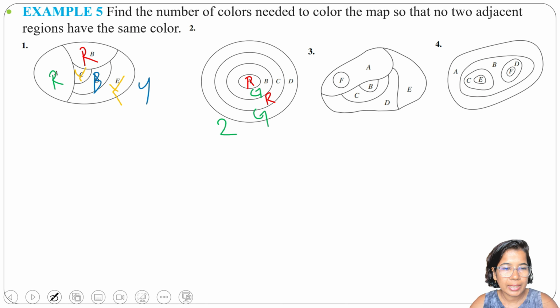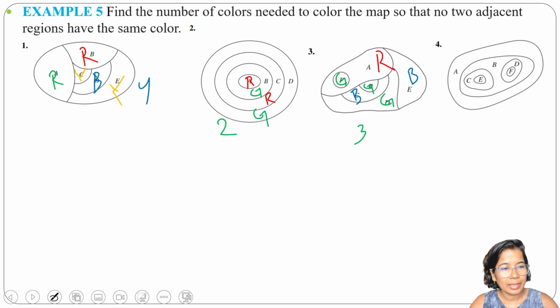Next, third graph. If we assign A as red, then neither B, C, D, E can be red. Even F cannot be red. So no other region can be red. If B is green, then D can also be green. B and D are not adjacent. If C is blue, then E can also be blue. C and E are not adjacent. Even F can also be green as F is not adjacent to B or D. Or even F can be blue as F is not adjacent to C and E. F is adjacent to A but not to B, C, D or E, right? So here 3 colors.